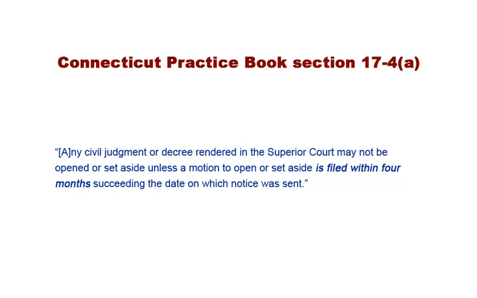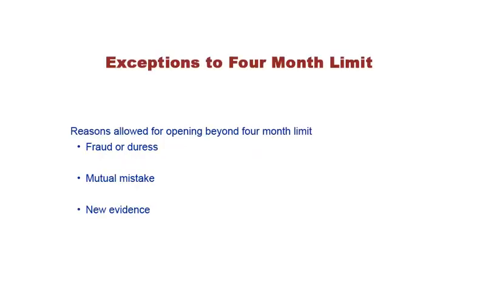Connecticut Practice Book Section 17-4a also states that a motion to open a Connecticut Superior Court civil judgment must be filed within 4 months of the date of the judgment.